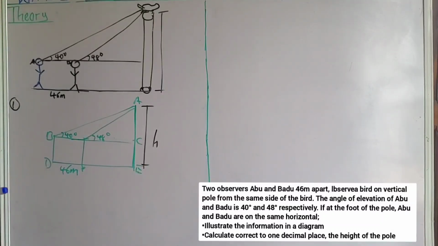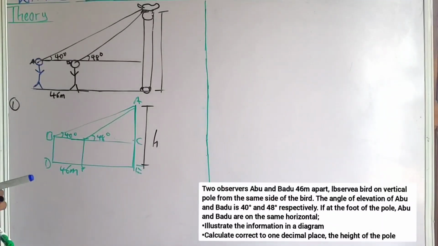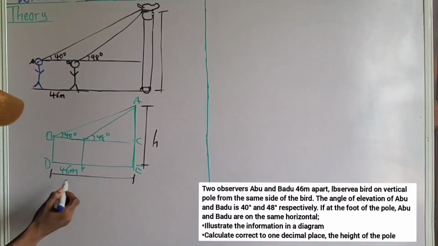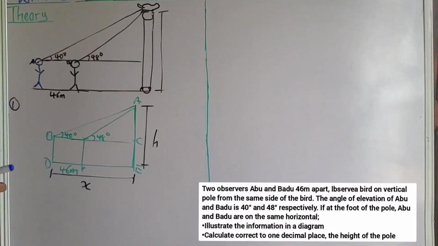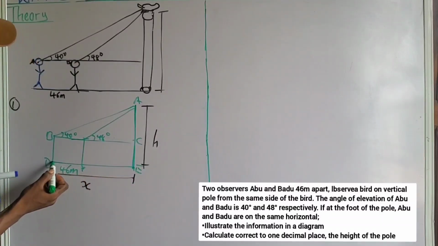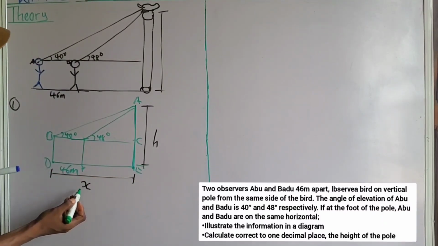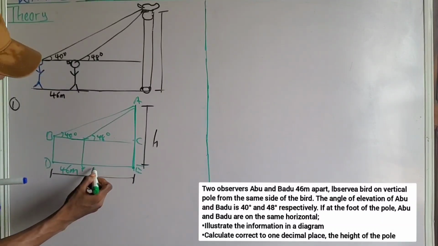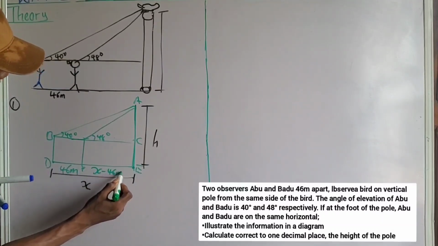Now listen to me carefully. How do you want to determine the height of the pole? Let's call the total length from the foot of the pole to where Abu stands x. But we've been given the distance between Abu and Badu as 46 meters. So this will be x minus 46 meters. Do you understand?